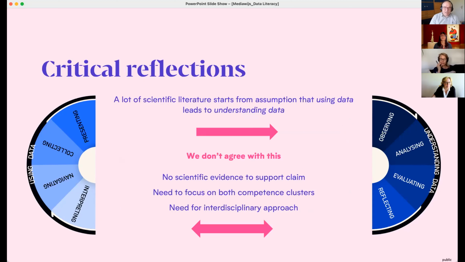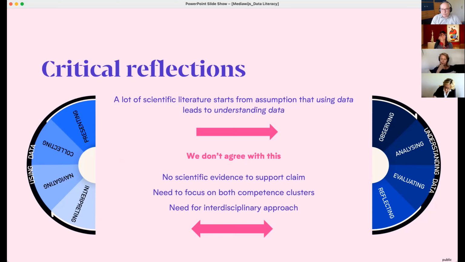A lot of scientific literature, and this surprises me a bit, starts from this assumption that if you work on using data, this will automatically also lead to understanding data. And this is something we don't agree with. We think there's no scientific evidence to support this claim that if people have skills to use data, this automatically also leads to a reflection of what the societal impact is.